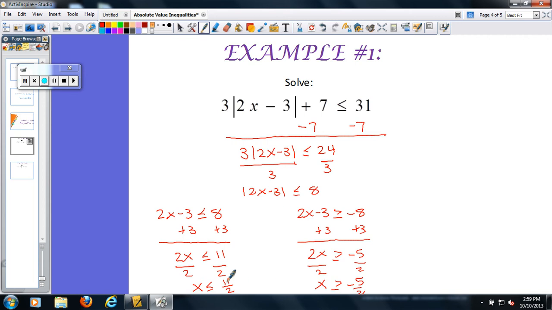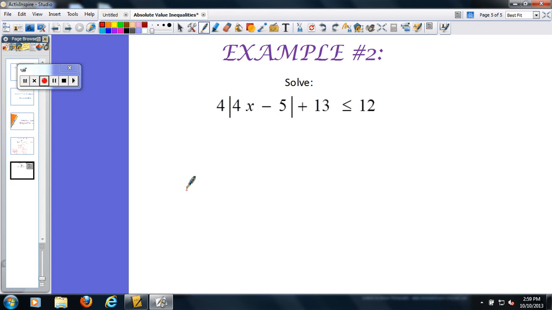Now, this is an and statement, because my answer can be less than 11 over 2 and greater than negative 5 over 2. So I write it as negative 5 over 2 less than or equal to x less than or equal to 11 over 2. And here is my answer.